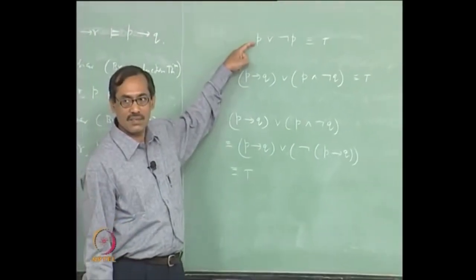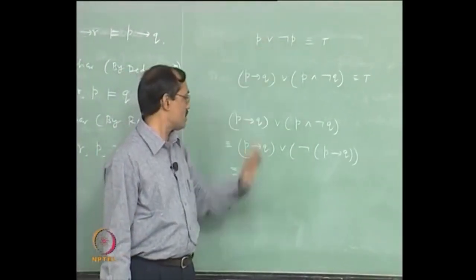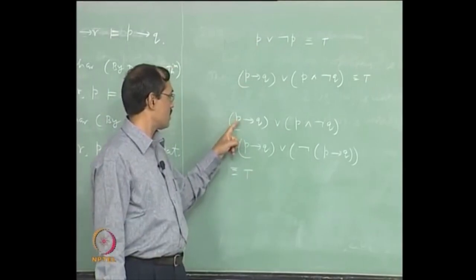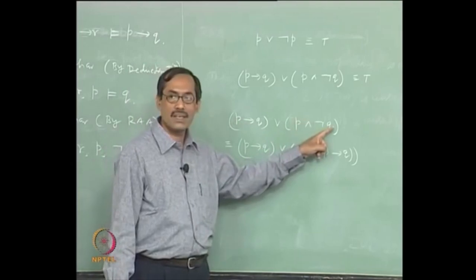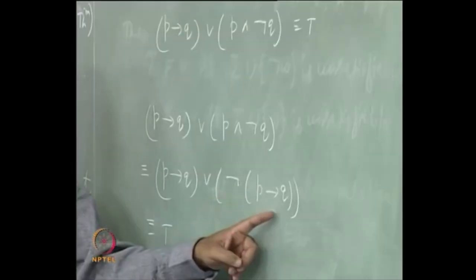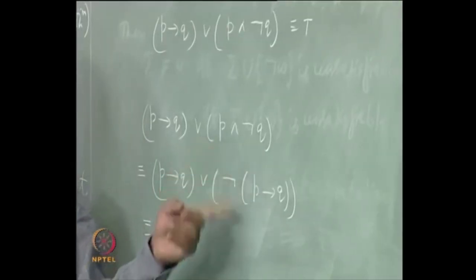Okay, is that answering your question? So if P or not P is tau, P and not Q can be replaced by not of P implies Q. Still they will be equivalent.